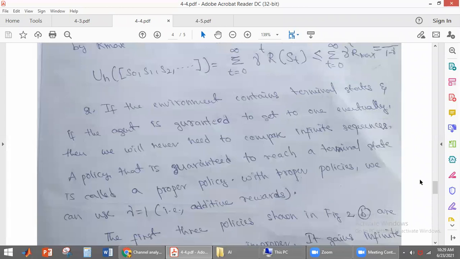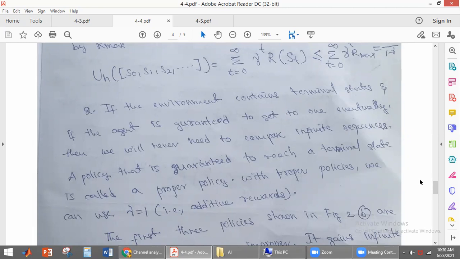The second solution here, students, is to assume that the environment has terminal states. If it has terminal states, the agent will always terminate at one of the terminal states. So in that case, the agent does not have an infinite series.